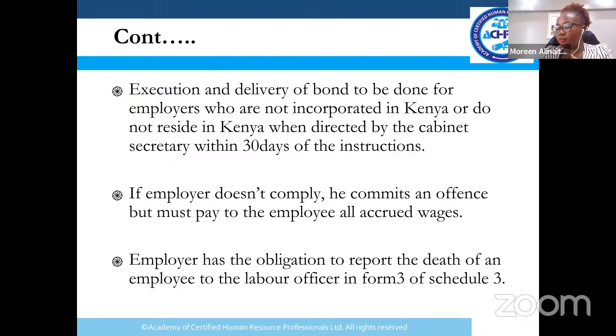I have not projected the form on the computer, but if you go to the third schedule, you will see the form under which the death of an employee will be reported. It just has the name of the employee, the name of the employer, occupation, date of death, the cause of death, then the monthly earnings, if there are any that were still due, okay?